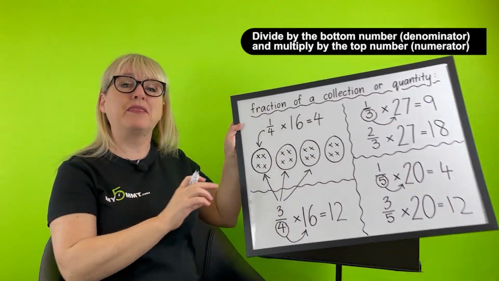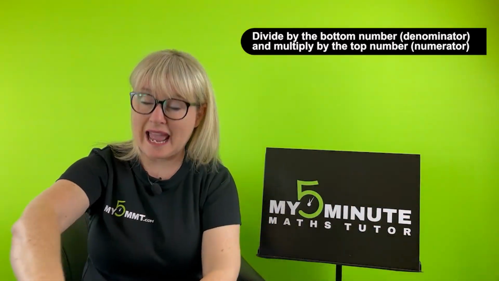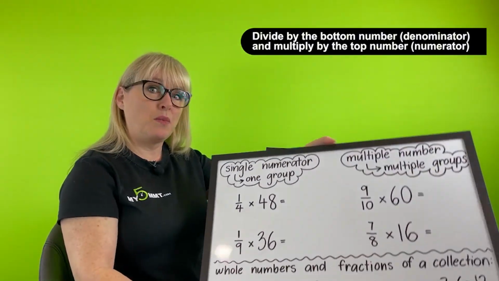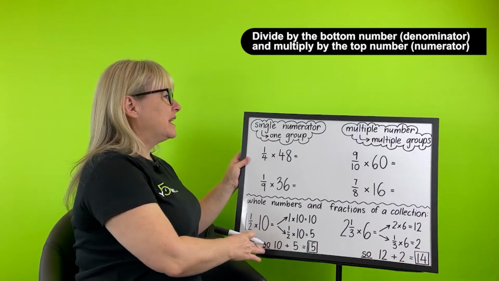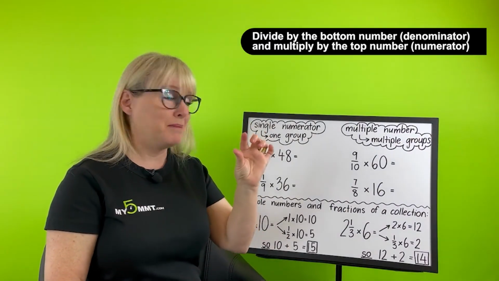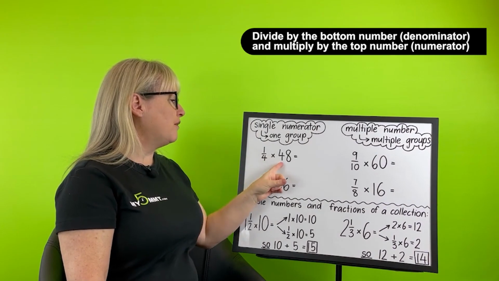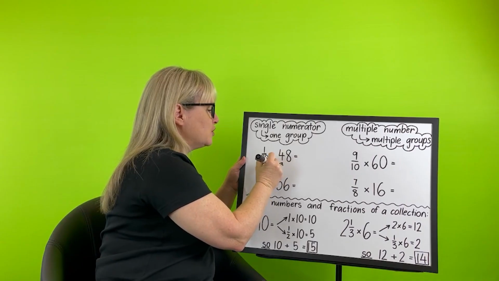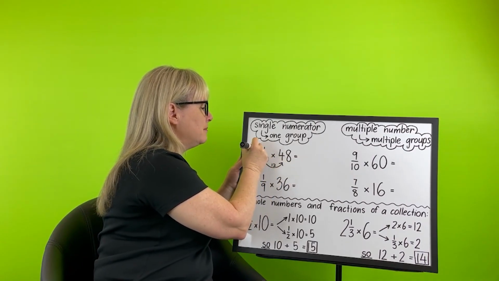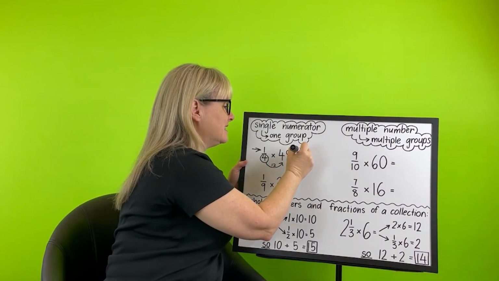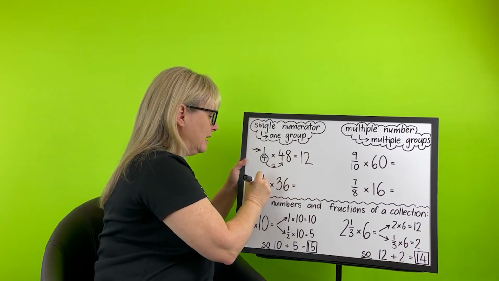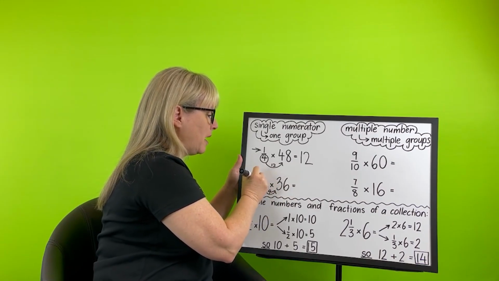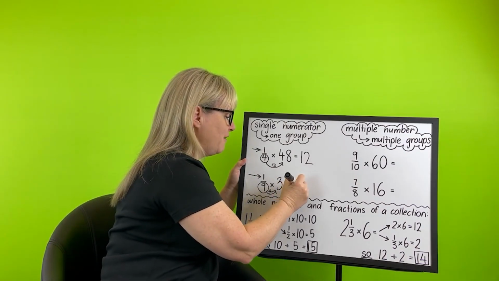We divide by the bottom number, the denominator. We say how many. And then we multiply by the top number. We say, is it one group? Is it more groups? So we can have a single numerator, the top number, and we're saying 1/4 of 48, like this. How many 4s are in 48? 12. Let's do times this number here, just one group, it stays as 12. How many 9s are in 36? That would be 4, and it multiplies by one group, so it stays as 4.